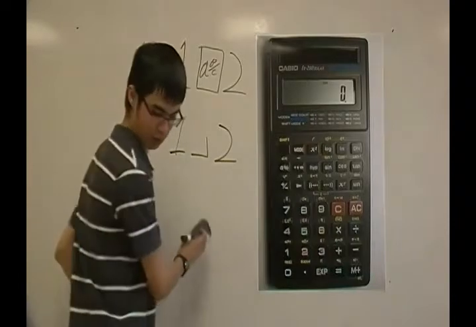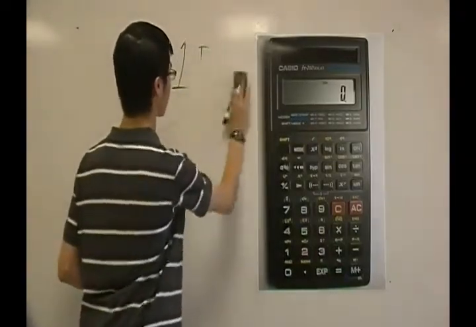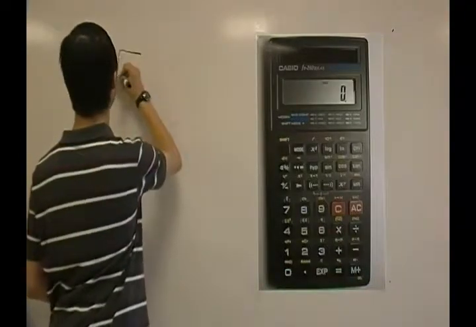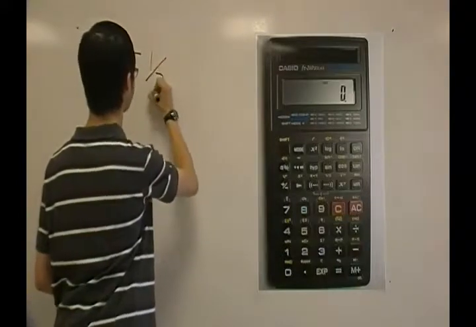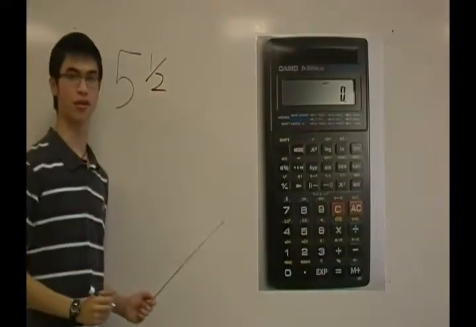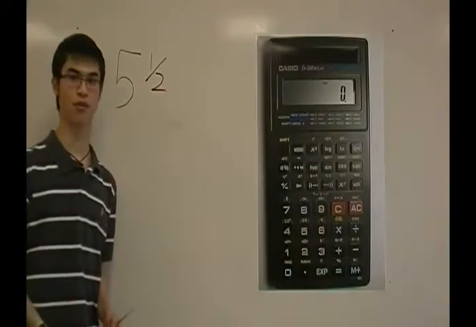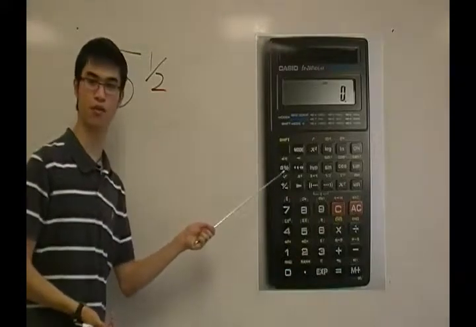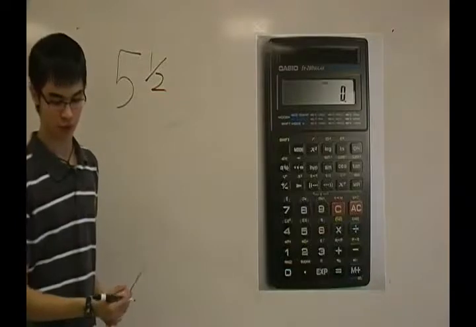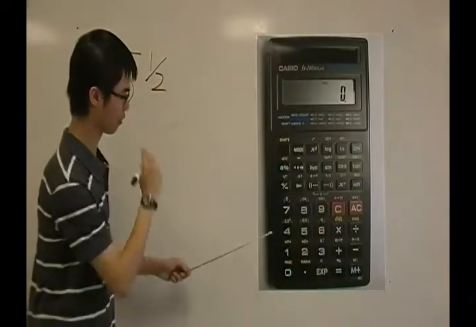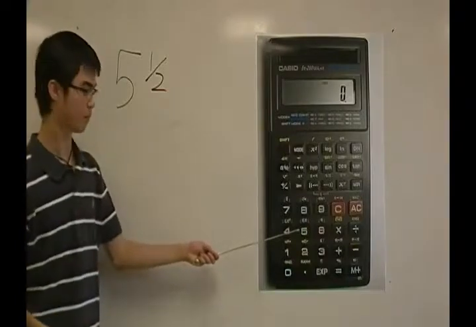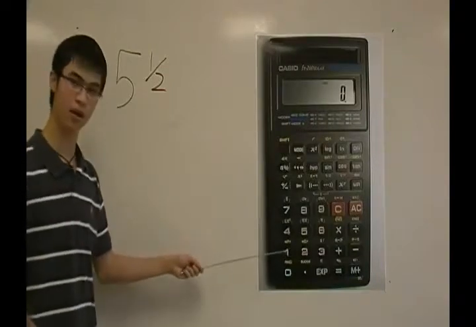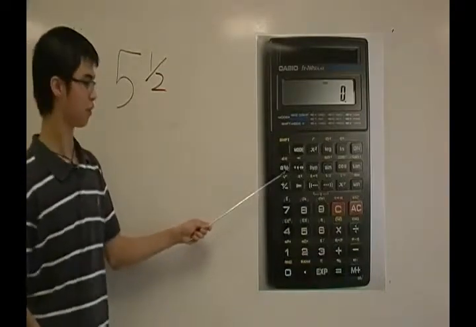Let's move on to a mixed number. You can also do this on a calculator in the same way I just showed you with the fraction. Now, the only difference is you're going to be hitting this button twice. So what you'll be hitting here is 5, fraction button, 1, fraction button, 2.